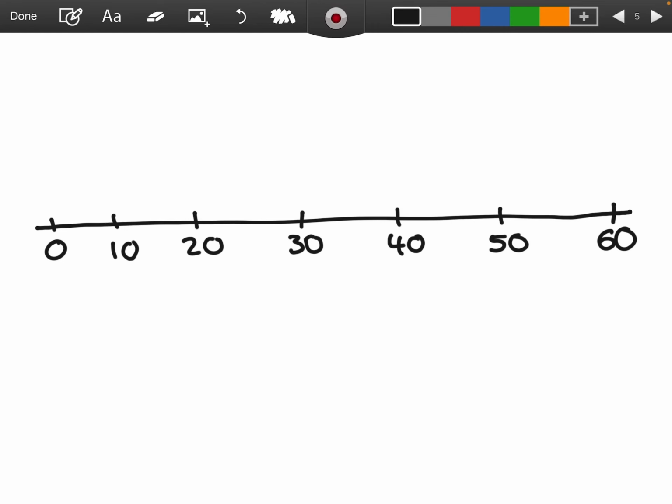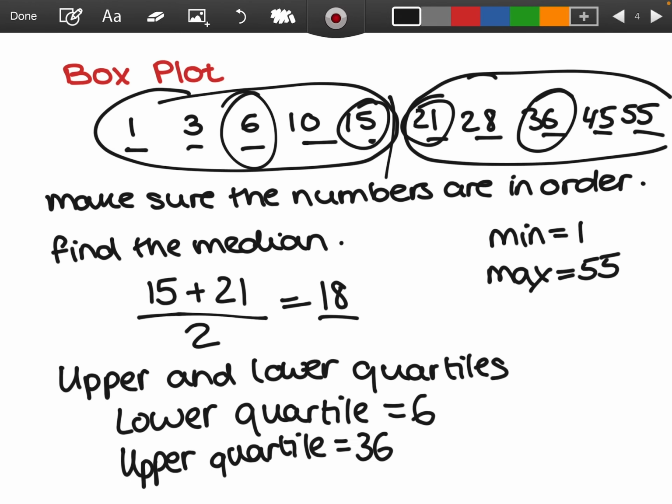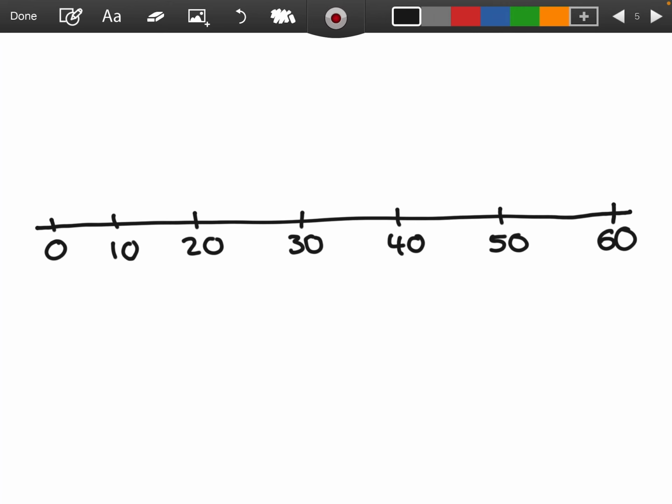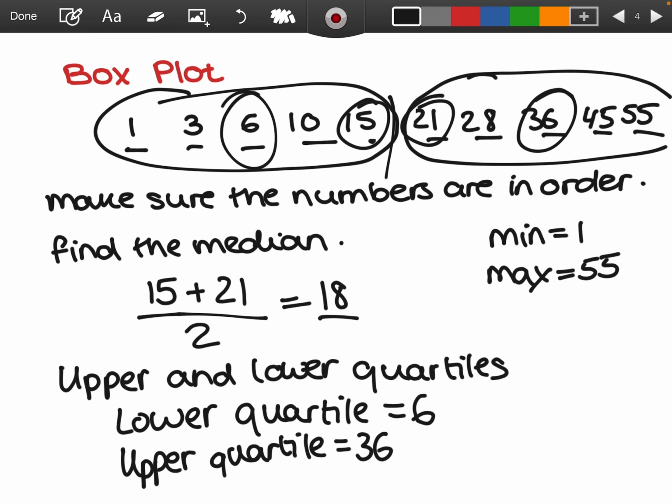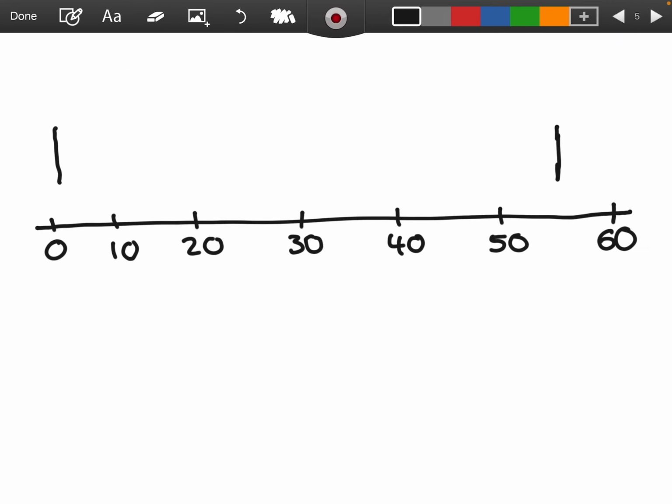What you need to do is draw lines where the minimum value is, the maximum value is, where the upper and lower quartiles are, and where the median is. So my minimum value was 1 and my maximum value was 55. So I'm going to draw a line at 1 and I'm going to draw a line at 55. Okay. Next are my upper and lower quartiles. So my lower quartile is 6, my upper quartile is 36.